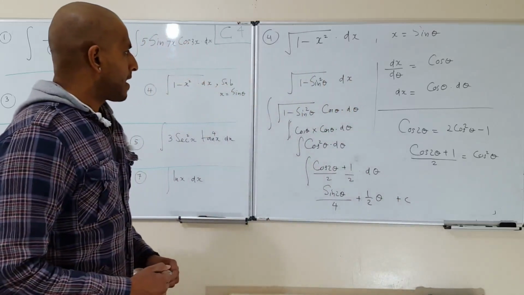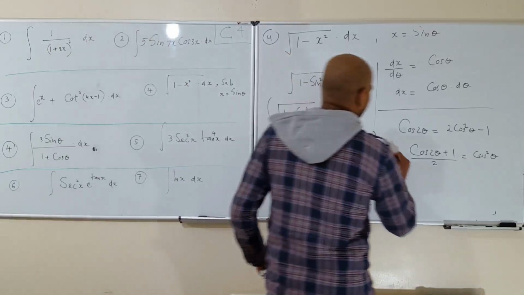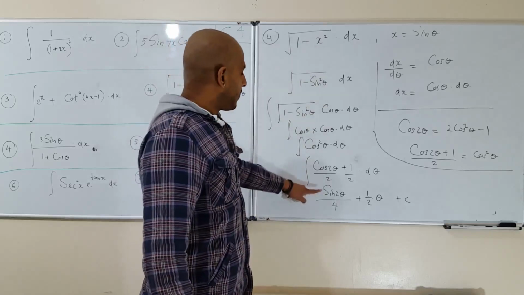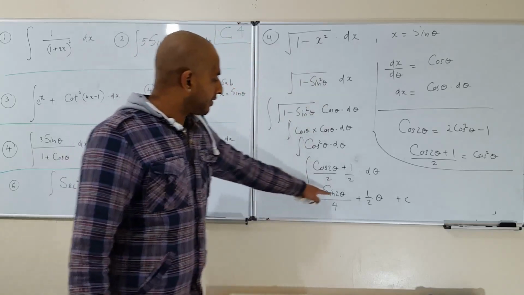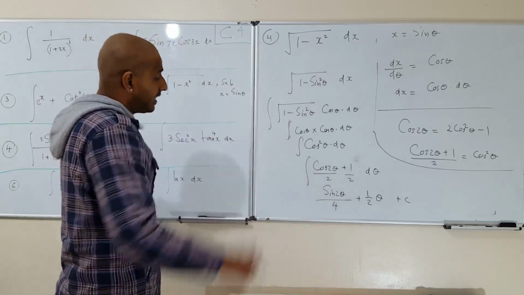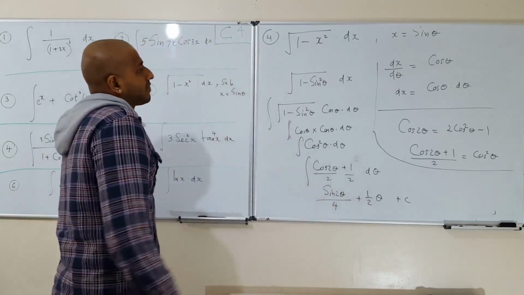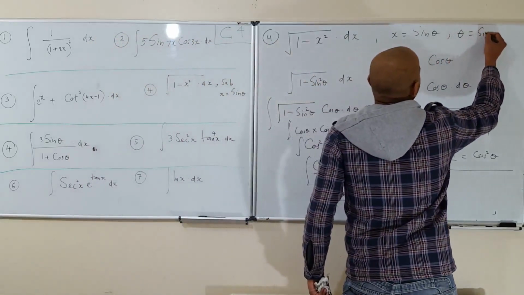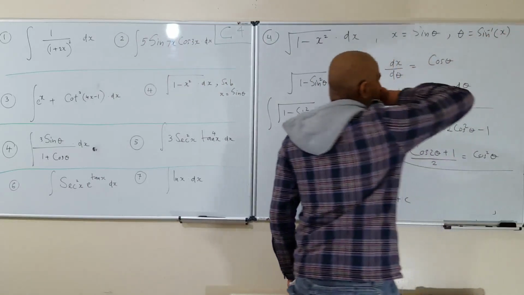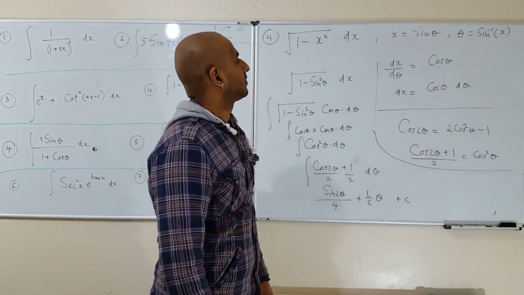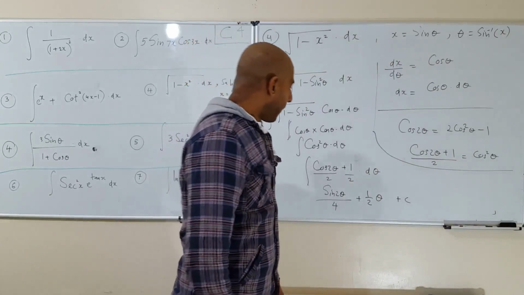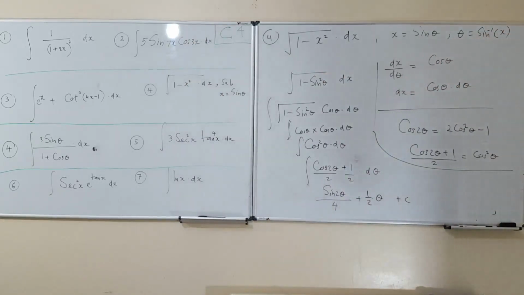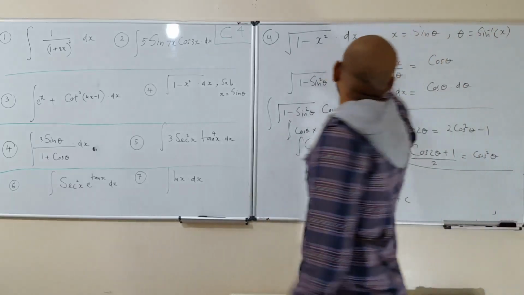Okay. However, the game is not over yet. The reason is our initial expression was in x. Now we got the integral in terms of theta. So we should be able to replace this theta with x. Because we know x equals sine theta, isn't it? So that we can write theta equals sine inverse x. So in here, obviously x should be between plus or minus 1. It just validates there as well.